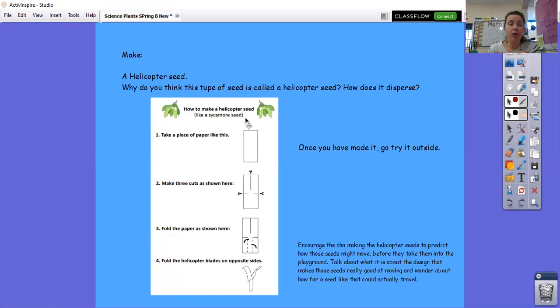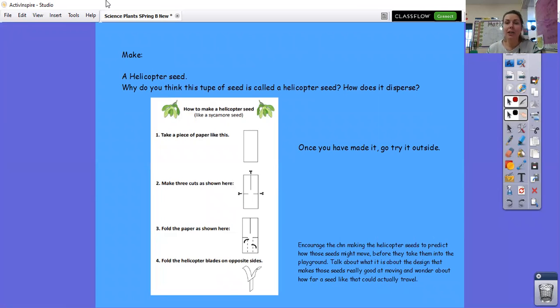Just like a sycamore seed or a maple tree seed, they look just like that and they twirl around in the air. So you could make it out of paper and you could go and try it out outside and see, have a chat with your grown-up about what is about this design that makes this sort of a seed really good at moving, and wonder about how far could it actually go. So maybe you could test out, if you were to spin it around in the air, how far it would travel. I know it's only a piece of paper, so it's completely different to an actual seed, but it's a good way of practicing and looking at it closer.